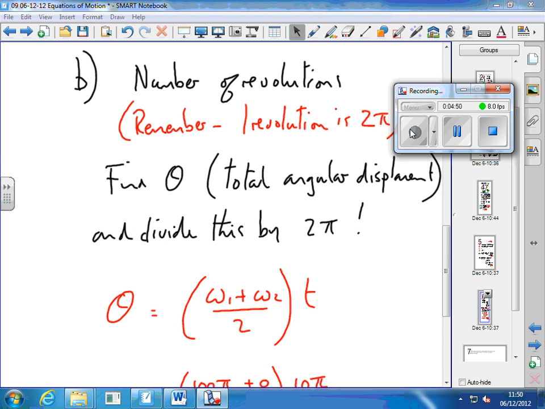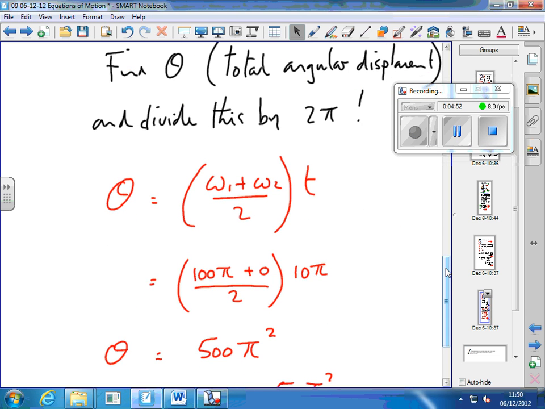So the formula we're going to use to do this is this one: theta equals (omega 1 plus omega 2) over 2 times t. We've calculated t, so we're actually using something we calculated earlier to do this. We'll look in a second at how we might do that without having to do that.